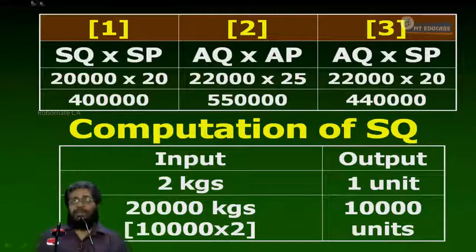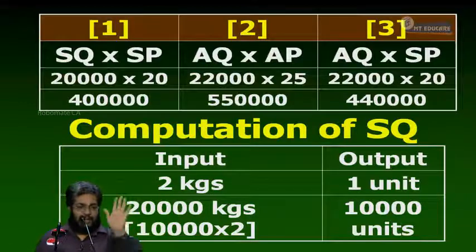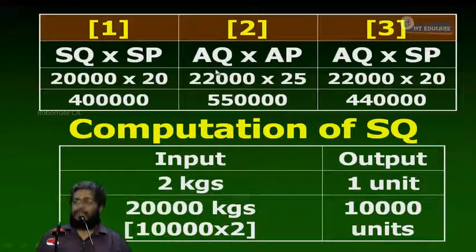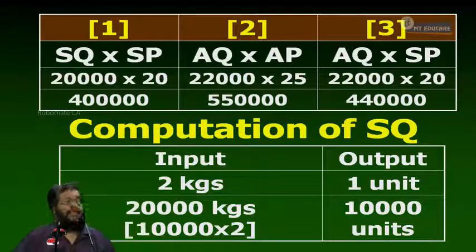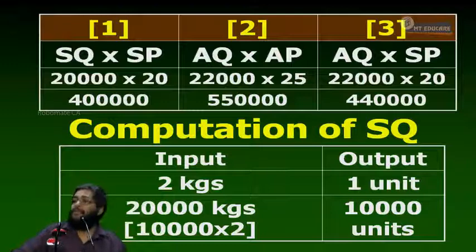Now, to put it more simply, I planned to purchase at 20. I purchased at how much here? 25. I paid extra or less? Extra. How much? 5 rupees extra purchase price. For how many kgs? 22,000. The price variance is 1,10,000 adverse. Yes or no?